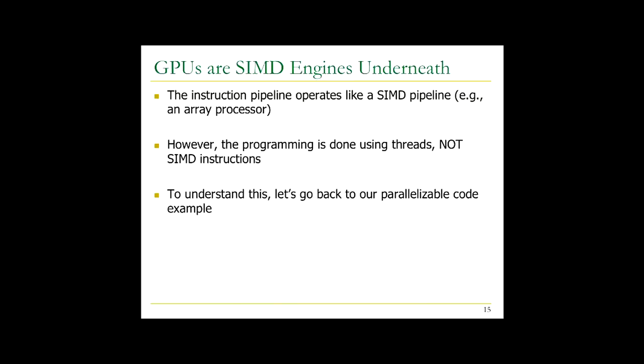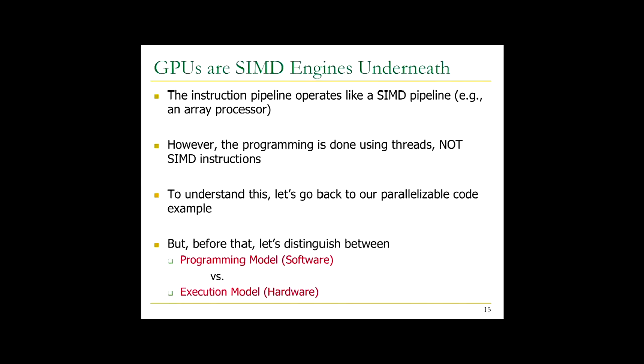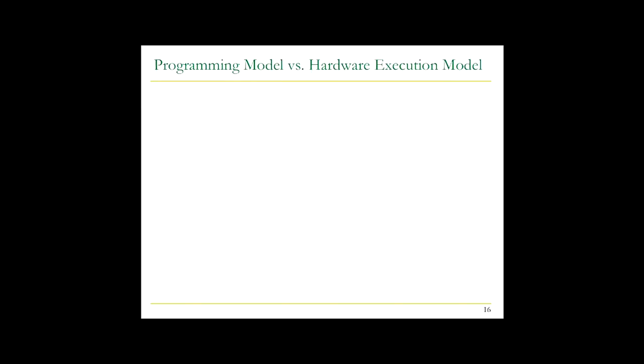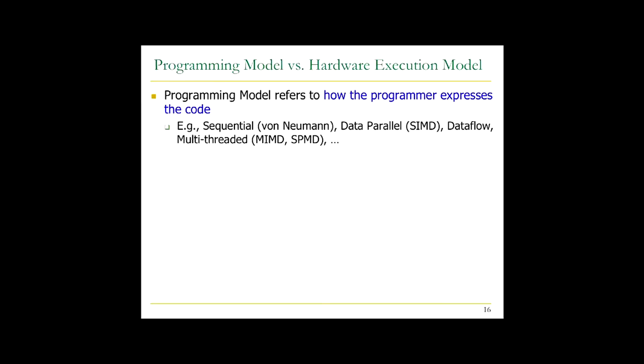So to understand this, we should go back to our parallelizable or vectorizable code example. By the way, if I say vectorizable, it's the same thing as parallelizable. People use these interchangeably. But first, we need to distinguish between two things. One is the programming model, which is software, and the other is the execution model in hardware.